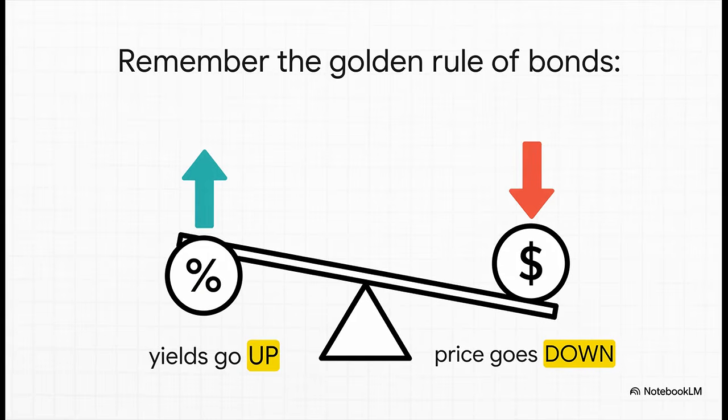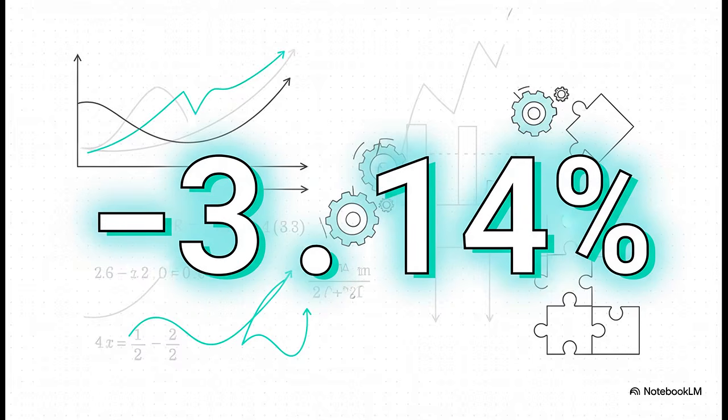But wait, hang on, we are not quite done yet. We have the size of the change, 3.14%, but what about the direction? Is the price going up or down? This is where you have to remember the absolute golden rule of the bond market. Yields and prices have an inverse relationship. When interest rates go up, the price of bonds already out there go down. And that means our final answer has to be negative. The bond's price is going to fall by approximately 3.14%. And just like that, with one simple tool and a little bit of logic, we've solved the puzzle.